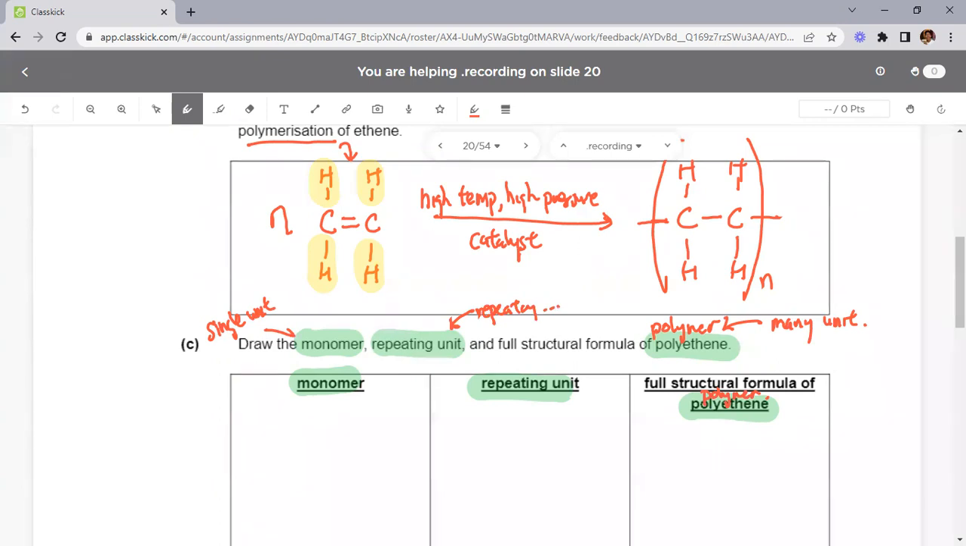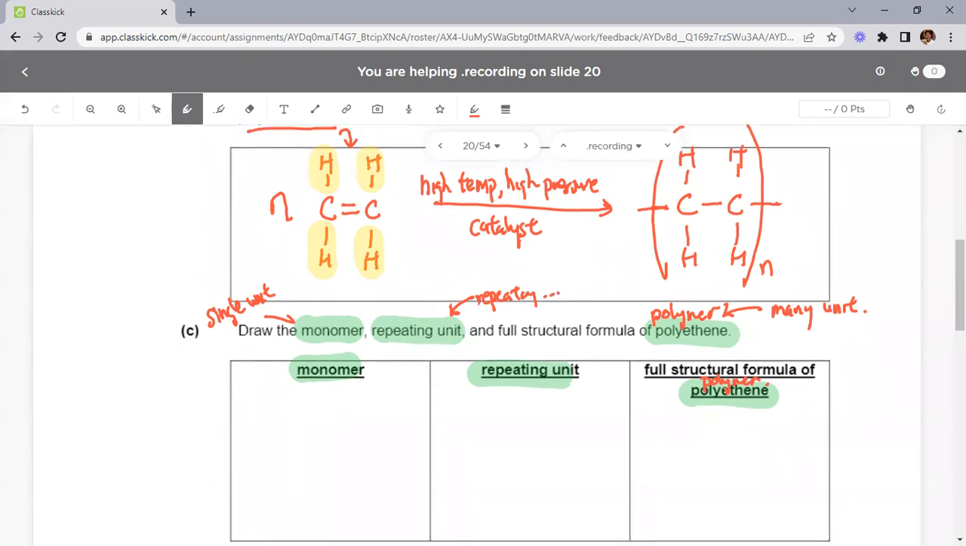So what exactly is the monomer here? For polyethylene, the monomer is the thing that you are reacting. So the ethene is the monomer. The compound with the double bond before reaction is the monomer. I say again, the monomer, the single unit, is the one with the double bond.